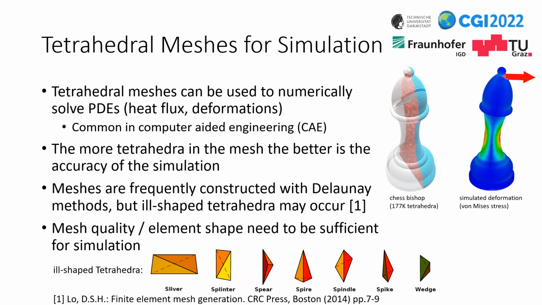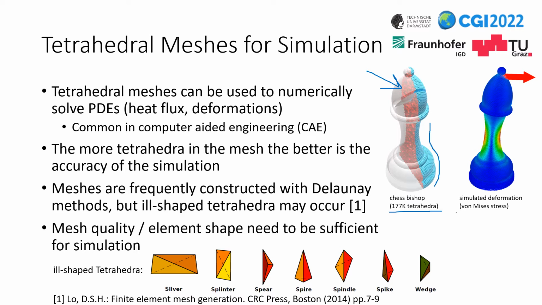Let me first explain why tetrahedral meshes are useful. Tetrahedral meshes can be used for numerically solving PDEs, so we can simulate physical phenomena such as heat flux or deformations. Let's just take a look at the chess bishop on the right-hand side. The chess bishop has a boundary, which we can discretize with triangles, and the chess bishop also has a volume, which we just fill with tetrahedra. These tetrahedra then sum up to a volumetric representation.